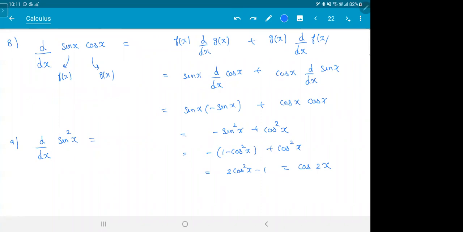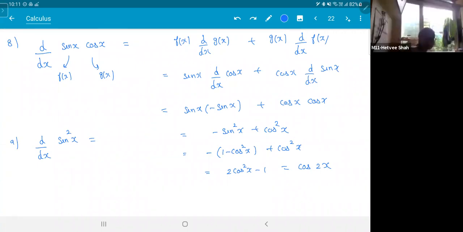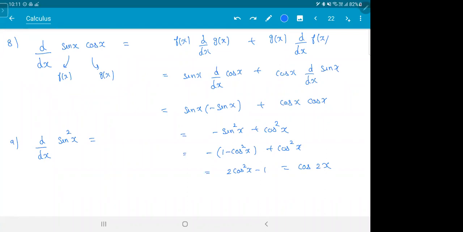How to do sin square x? See, this is not sin x, it is sin square x. And there is no direct formula for sin square x. Sin x into sin x. So you have to write sin x into sin x. F of x into g of x. Try. I'll give you a minute.